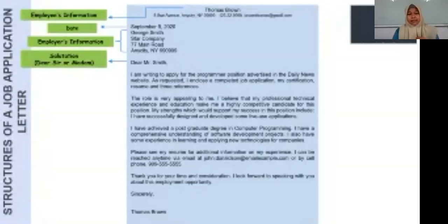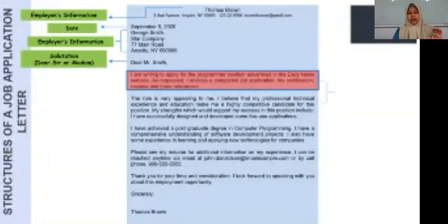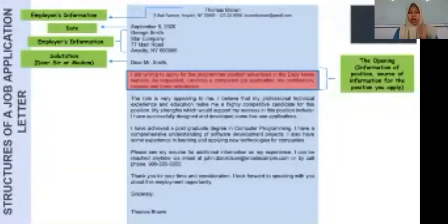Okay. Next, the first part of the letter is the opening. In the opening, guys, you put the information about the position that you apply for, and also tell where you got the information about the vacancy from. It could be from the newspaper, it could be from online media. You can put that in the opening part of the letter. So there are two main pieces of information that you have to put in the opening. First is the position that you want to apply for, and the second is where you got the information from. Okay, I hope it's clear.